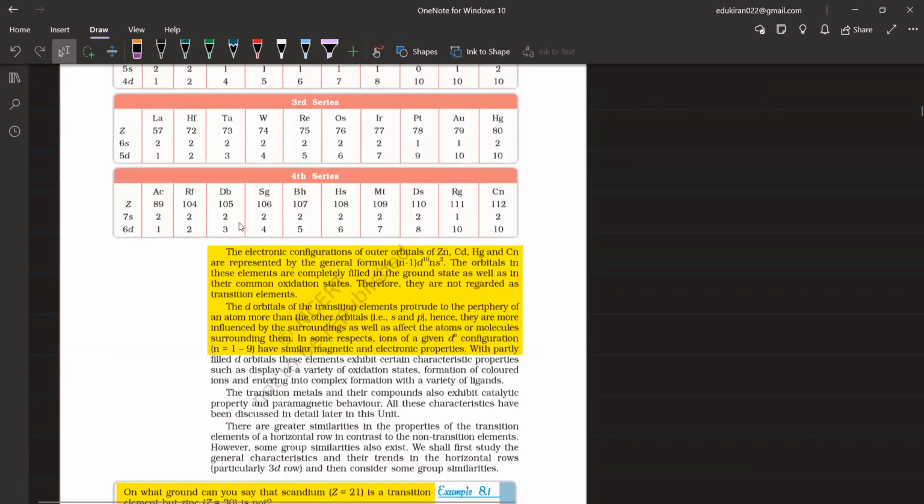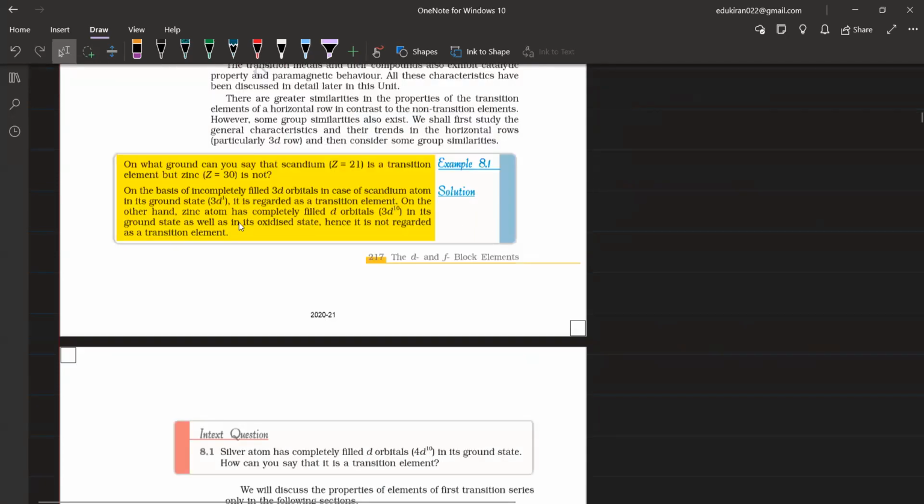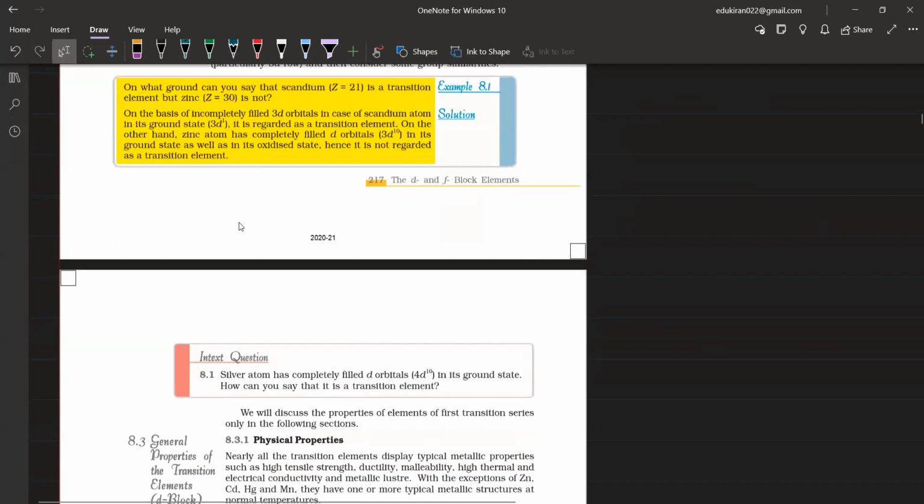See this question: on what ground can you say that scandium is a transition element but zinc is not? In scandium we have 4s2 3d1, okay, but in zinc we have complete d orbitals in both ionic state and neutral state. That is why we cannot say zinc is a transition element.